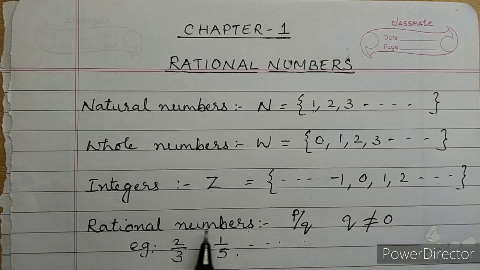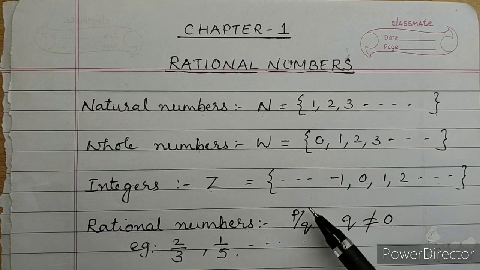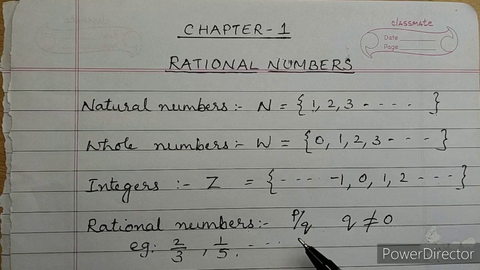Whether 0 is a rational number or not. Yes, 0 is a rational number since 0 can be written as 0 by any number. 0 by 1 is also 0, 0 by 7 is equal to 0. So 0 can be written as 0 by any number. Then it can be written in P by Q form. So 0 is a rational number.